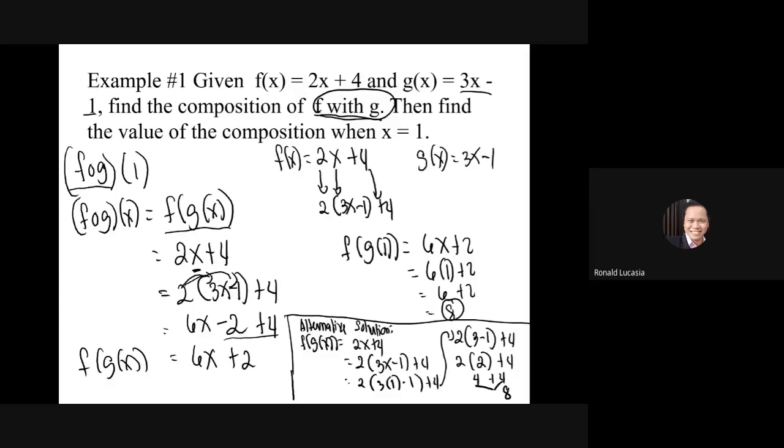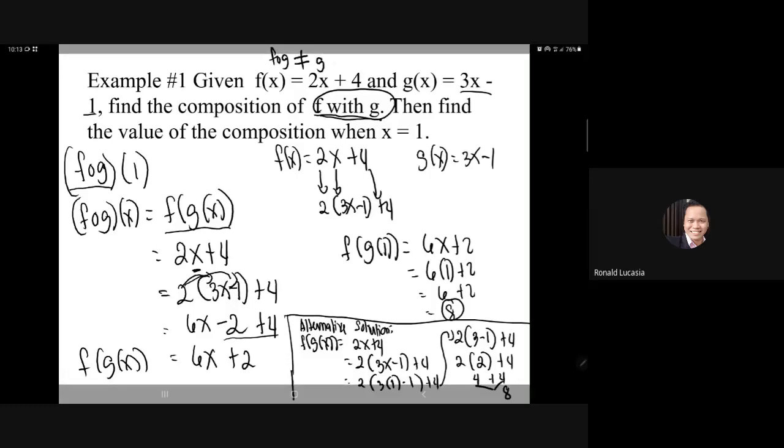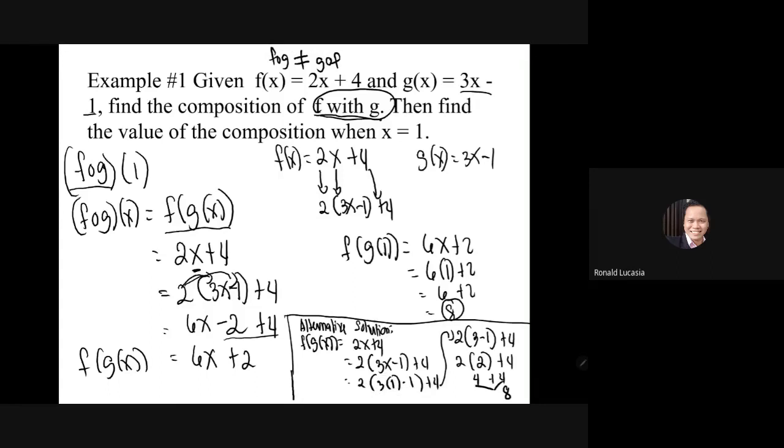Reaction, question, clarification. If you are going to interchange such as gawin mo siyang G circle of F, that will give us a different answer. In other words, for the composition of function, commutative property is no longer working with the composition of functions. Magkaiba ang F circle of G, hindi po yan kaparehas kay G composed of F.